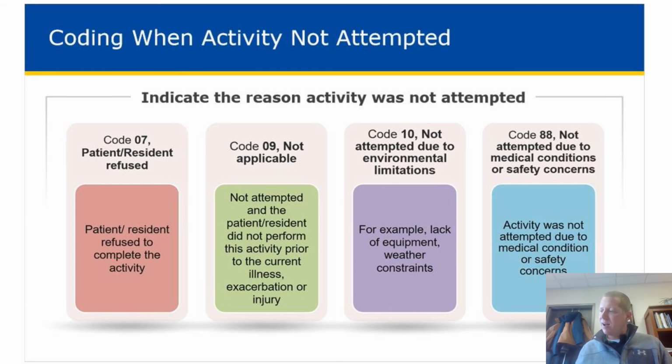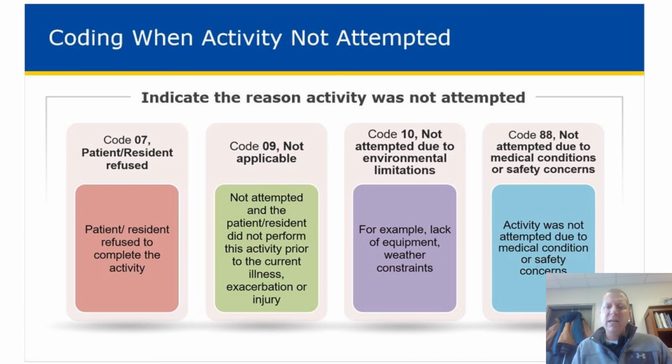So there come times when we are going through the coding process or levels of assistance, and there may be items that aren't attempted. And so there's different reasons why they wouldn't be attempted, and you can see on the slide why they may not be attempted. And if so, then there's separate codes that we would use. So instead of coding 6 as independent, if a patient just refused to complete the activity, we would code it as a 07 that they refused.